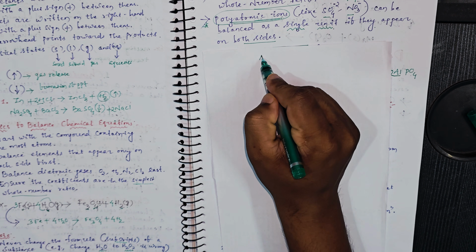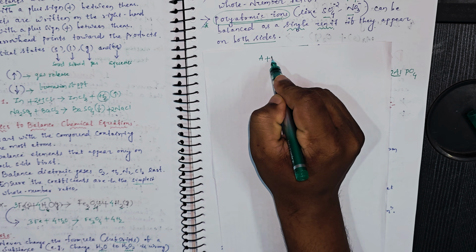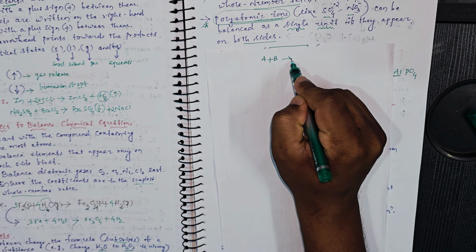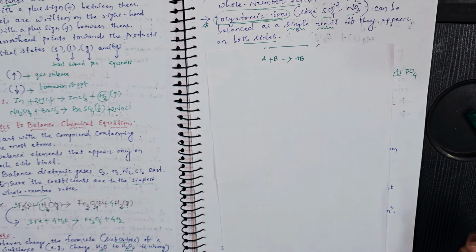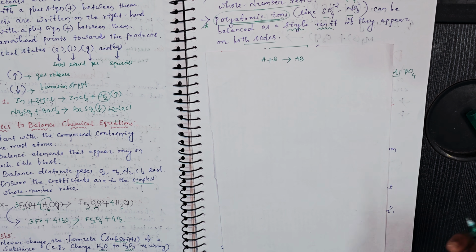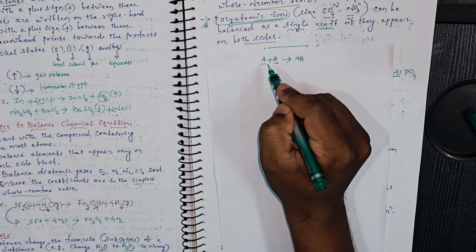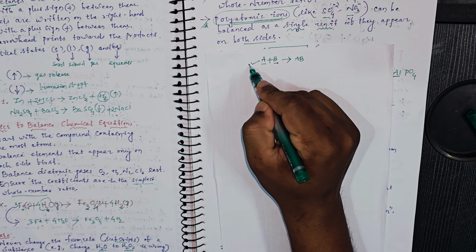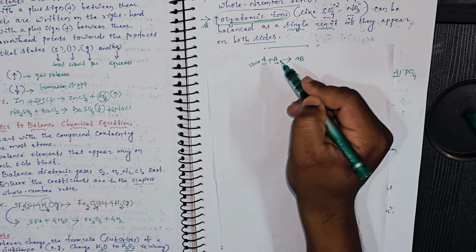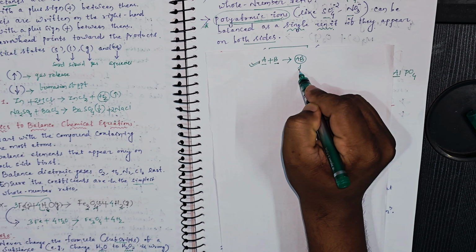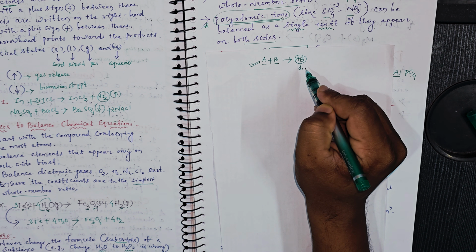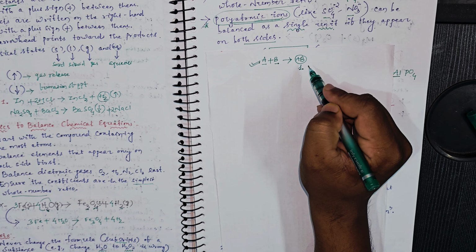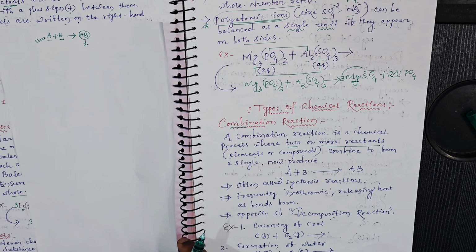If A is one substance and B is another substance, it gives rise to AB. So this is called a combination reaction. And this A or B could be an element or a compound, we have no objection, but the product should be only one. Then only the reaction is called a combination reaction. Hope you understand. Now proceed forward.